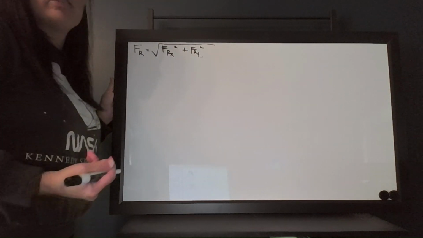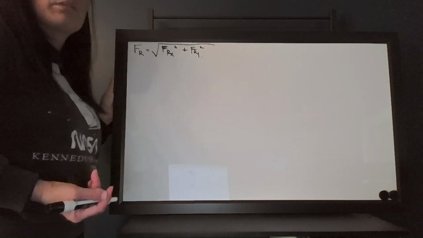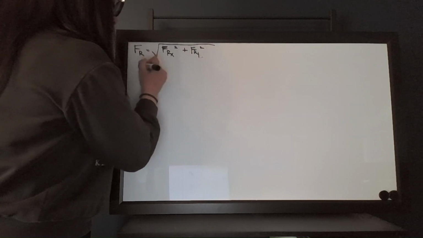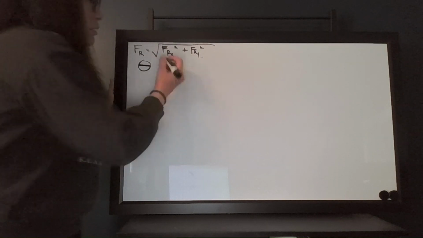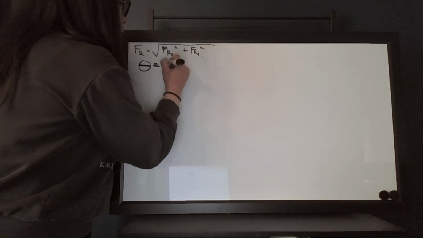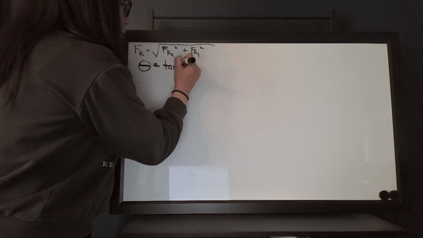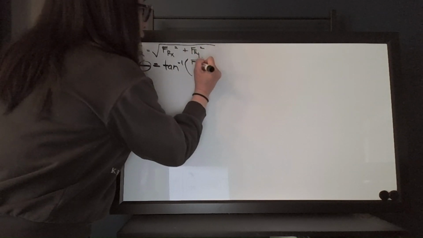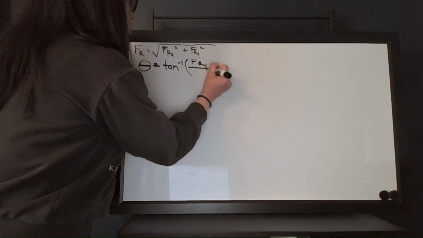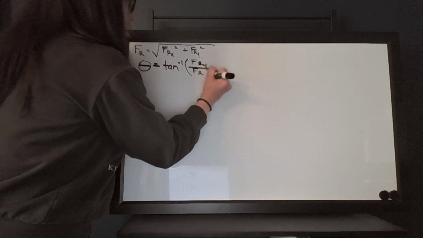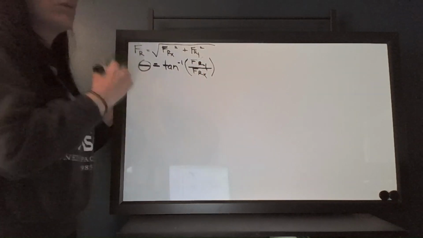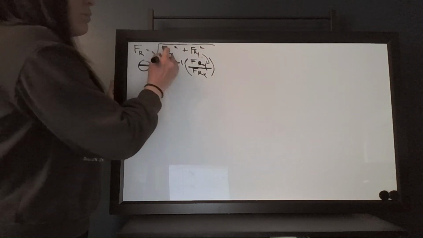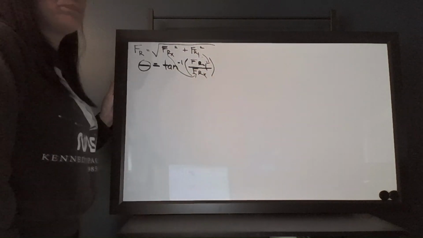Then I'm asked to give the direction of that resultant force. And I know that theta equals the inverse tangent of Fry over Frx. So I know those equations. You see here, this will go on the top, this will go on the bottom.